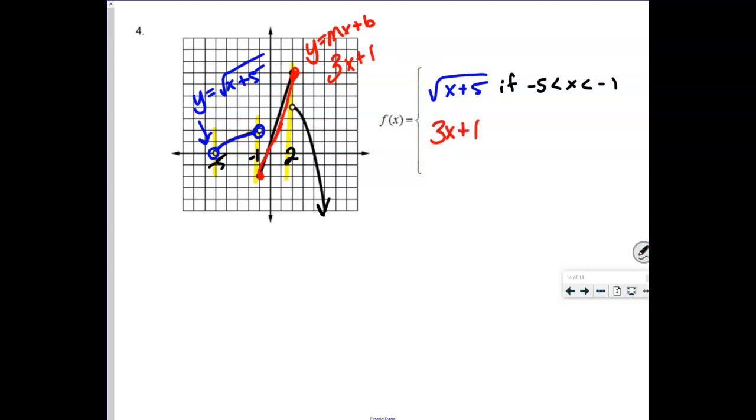3x plus 1. Only for x's between -1 and 2. This time we have 2 filled in circles, so your sandwich should have inequalities with equal to bars under them. So -1 less than or equal to x less than or equal to 2.